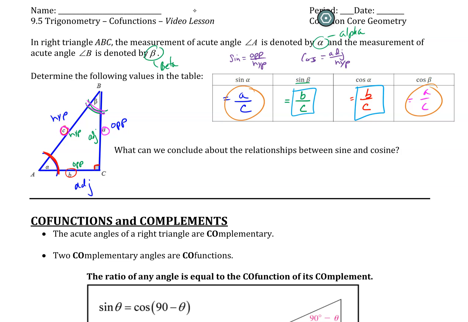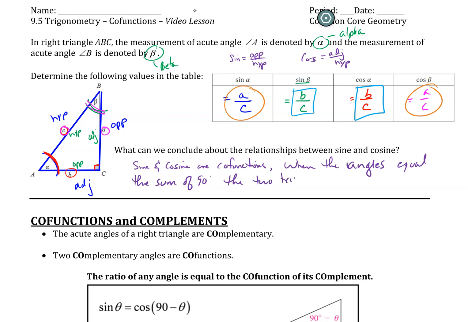So it's not a coincidence. Sine and cosine are called cofunctions, which means that when the angles are equal to, or I should say sum to, 90 degrees, the two trig values will be equal.